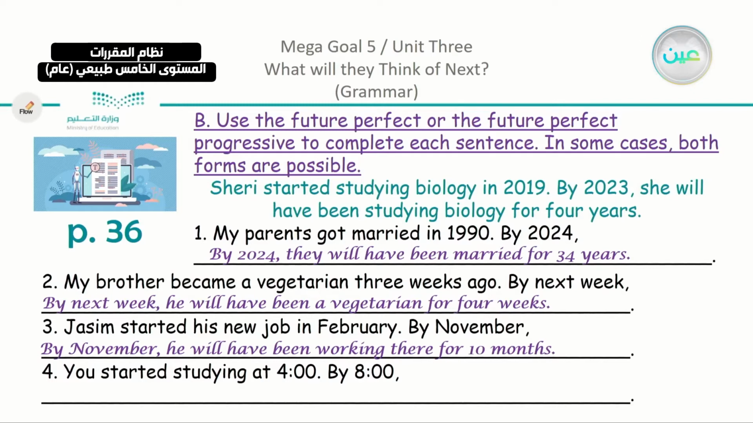And then we have here number 4. You started studying at 4 o'clock, by 8 o'clock. So also here, I am interested in the time. We have here, by 8 o'clock, you will have been studying for 4 hours. So just here to note that these are examples that you can change depending on the meaning that you want to give.